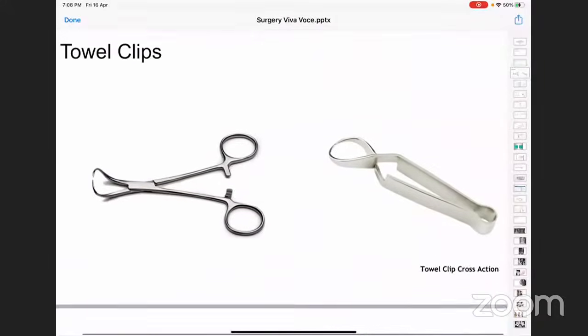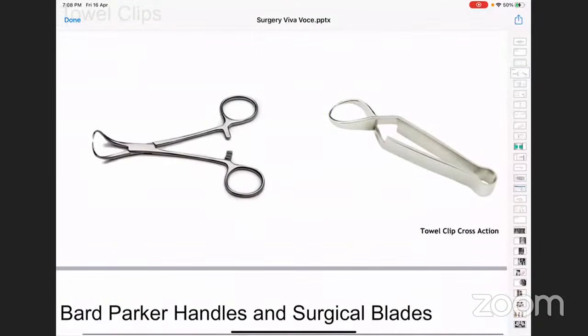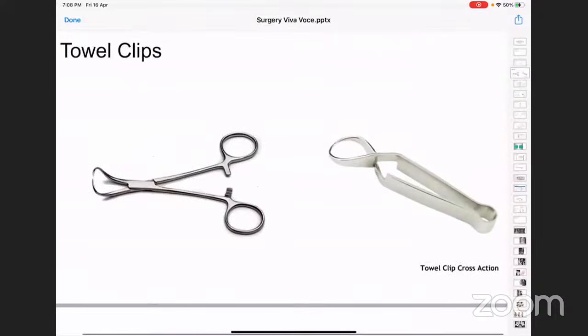Let us now move on to the next instrument, that is towel clips. As you can see here, there are two different types of towel clips. The first one is called a Backhaus towel clip, which has the standard finger ring with the ratchet with the box joint.